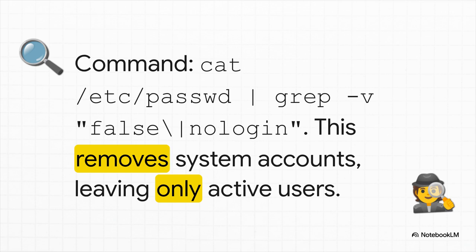That little -v is the secret sauce here. It means invert the match. So we're not telling it what to find, we're telling it what to ignore. We're saying, hey, show me everything except lines that have false or no login in them. And just like that, we filtered out all the system accounts and we're left with only real active users.